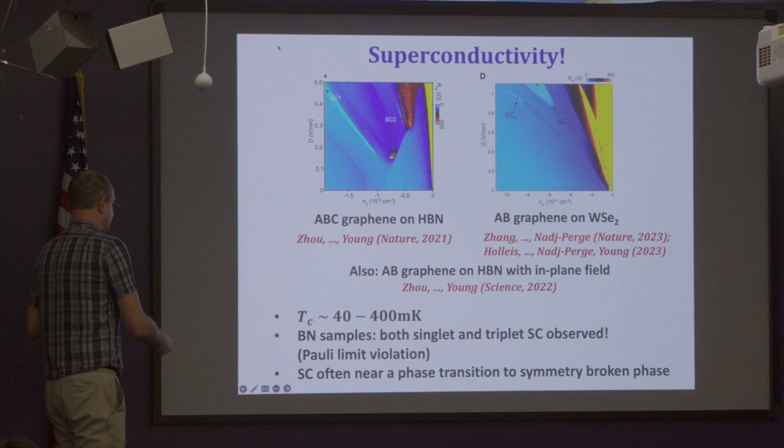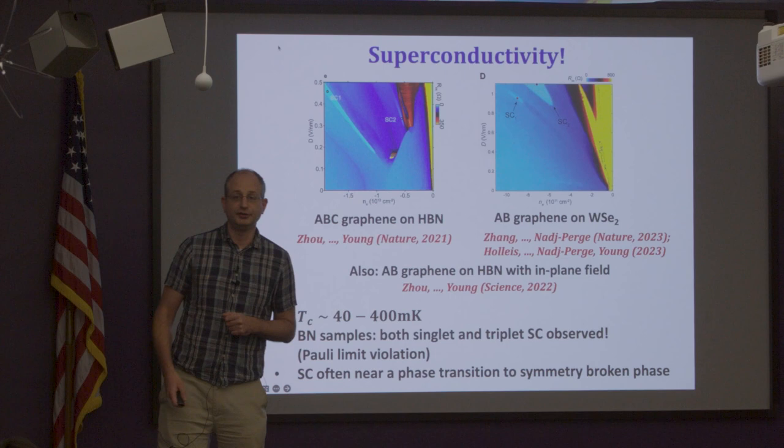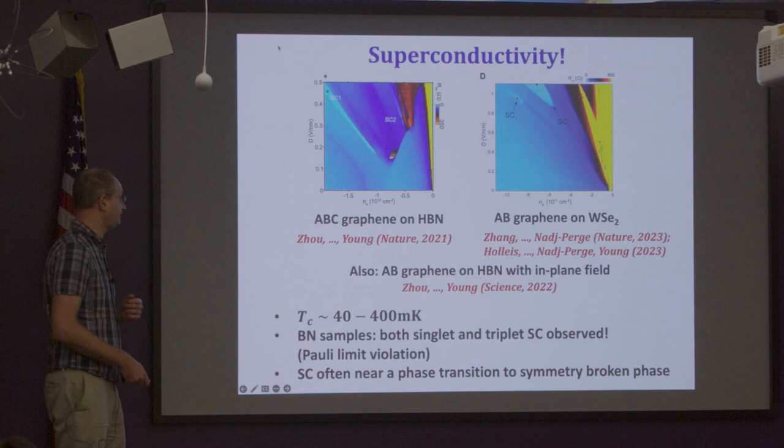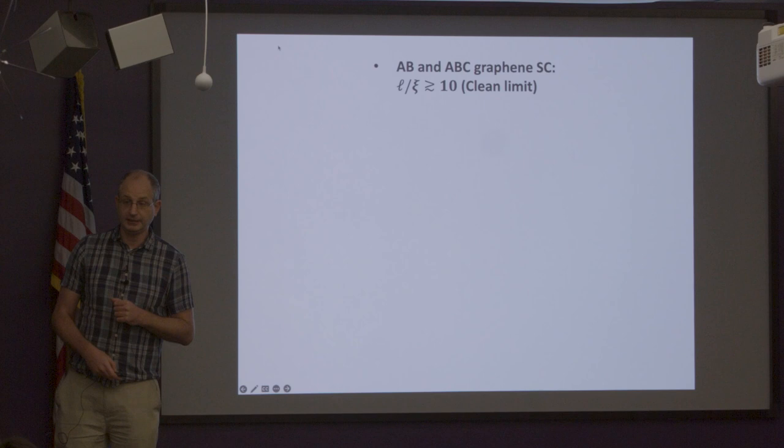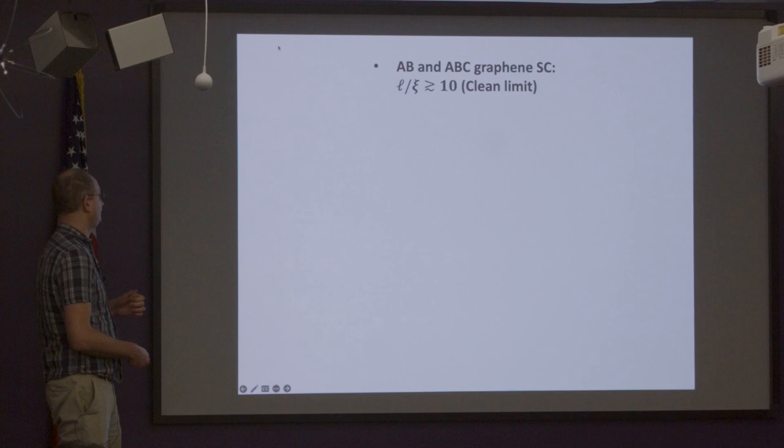We also mentioned that many of these phases seem to occur right at the verge of an instability, where the normal state becomes unstable towards another phase. Not all of them, okay? Actually, the most robust one in the bilayer is not. We also commented that these materials, importantly, are very, very clean. In terms of the superconducting state, they're in the so-called clean limit. The mean free path is longer, and sometimes much, much longer, than the coherence length.